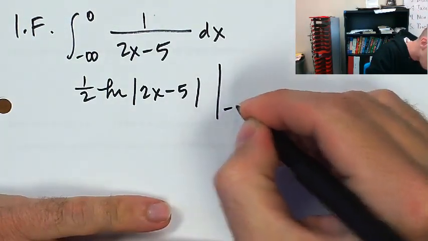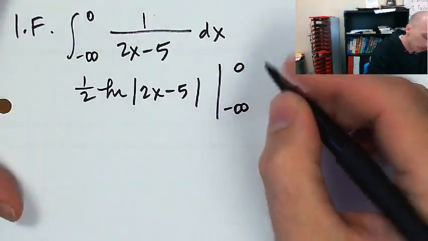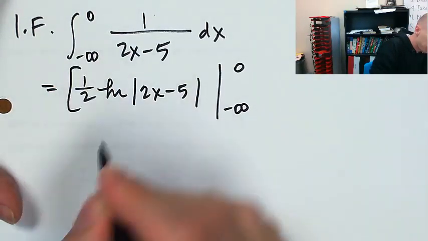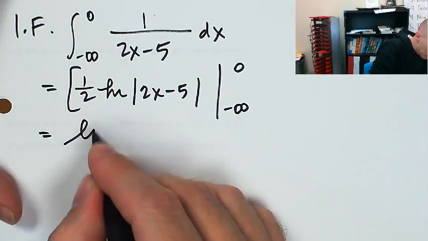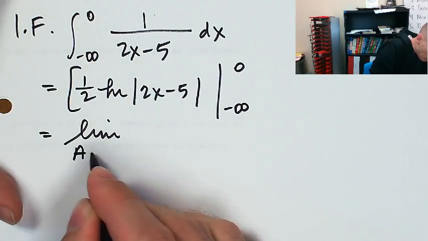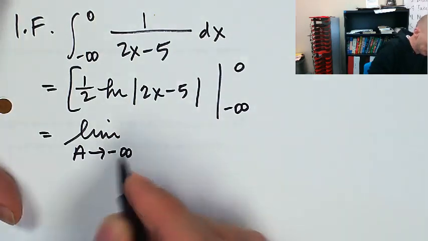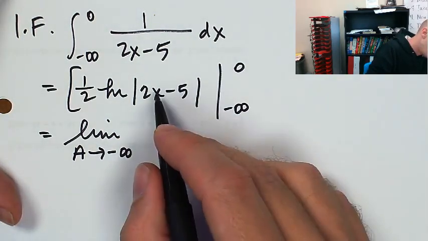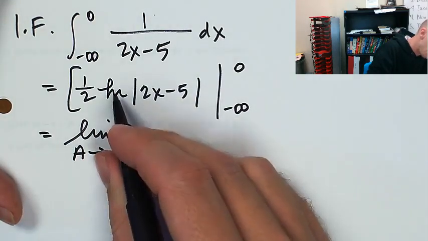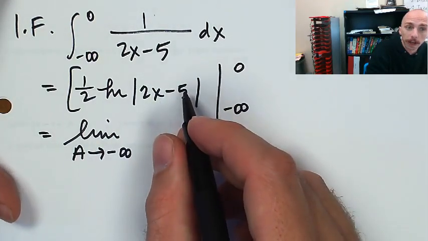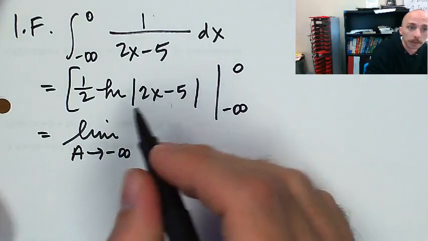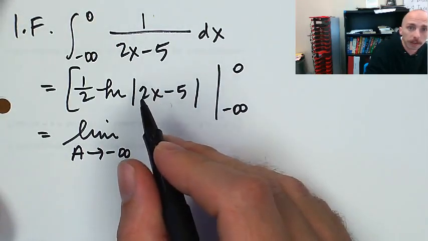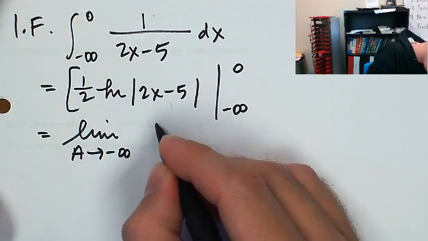So then I've got this running from negative infinity up to 0. So I'm going to turn this into a limit. The limit as the lower bound of integration approaches negative infinity. So I plug in 0, and I get half of the log of the absolute value of negative 5. That's fine, because you take the absolute value of negative 5, and that's 5, and that's something I can take the log of.